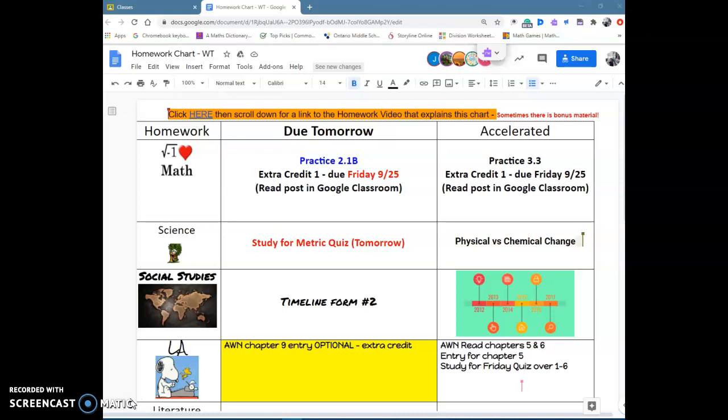In language arts, we've got a writer's notebook, chapter 9 entry tonight. That entry is optional. That is an extra credit opportunity. The reason for that is there will be no extra credit offered next week in language arts. If you're in the accelerated class, you need to read chapters 5 and 6 of a writer's notebook. You'll have an entry for chapter 5 and a quiz tomorrow over a writer's notebook, entries 1 through 6.